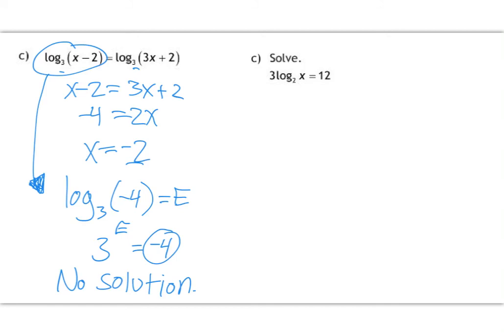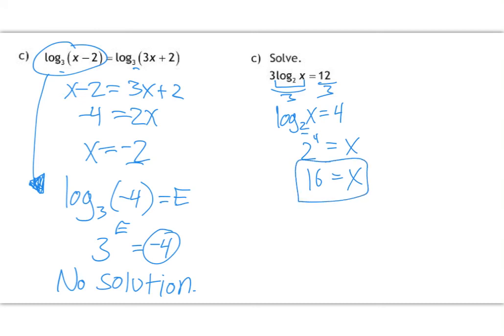For the other number c, we're going to start by dividing both sides by 3 to get log base 2 of x is equal to 4. Now I'm going to convert: base 2 to the 4th power is equal to x. 2 to the 4th is 16, and that is our final answer. We don't have to worry about extraneous solutions there because that's not a negative. It's only when you have negatives on the inside of logs or 0 on the inside of a log that we have issues.